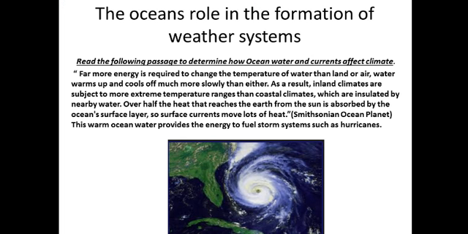The ocean's role in the formation of weather systems is the first on your WICS document for your essential questions. So go ahead and pause the video and read the passage to answer question number 1.